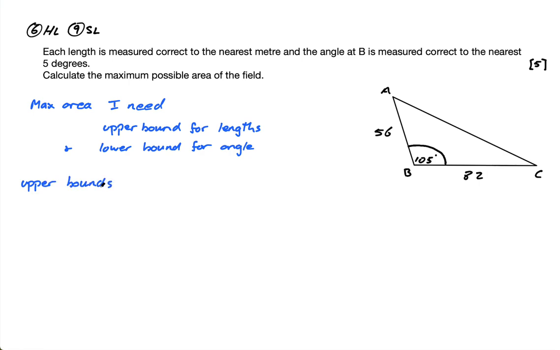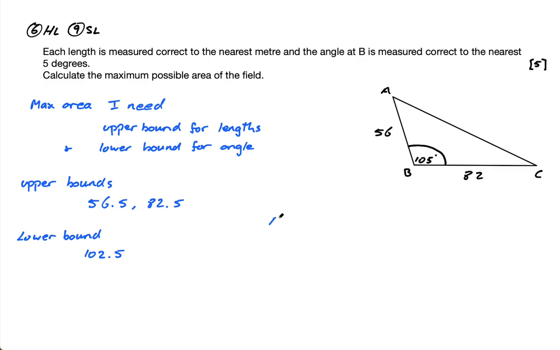Right, what's the upper bound of 56? Well, it's measured correct to the nearest meter, so the upper bound has to be 56.5, and the upper bound of this has to be 82.5, and then the lower bound of the angle, so the angle is correct to the nearest 5 degrees, so the lower bound has to be 102.5. Now guys, if you're unsure about what I've done here, go back and watch my lesson on upper and lower bounds. It explains it in a bit more detail. So these are the upper bounds for the lengths. This is the lower bound for the angle.